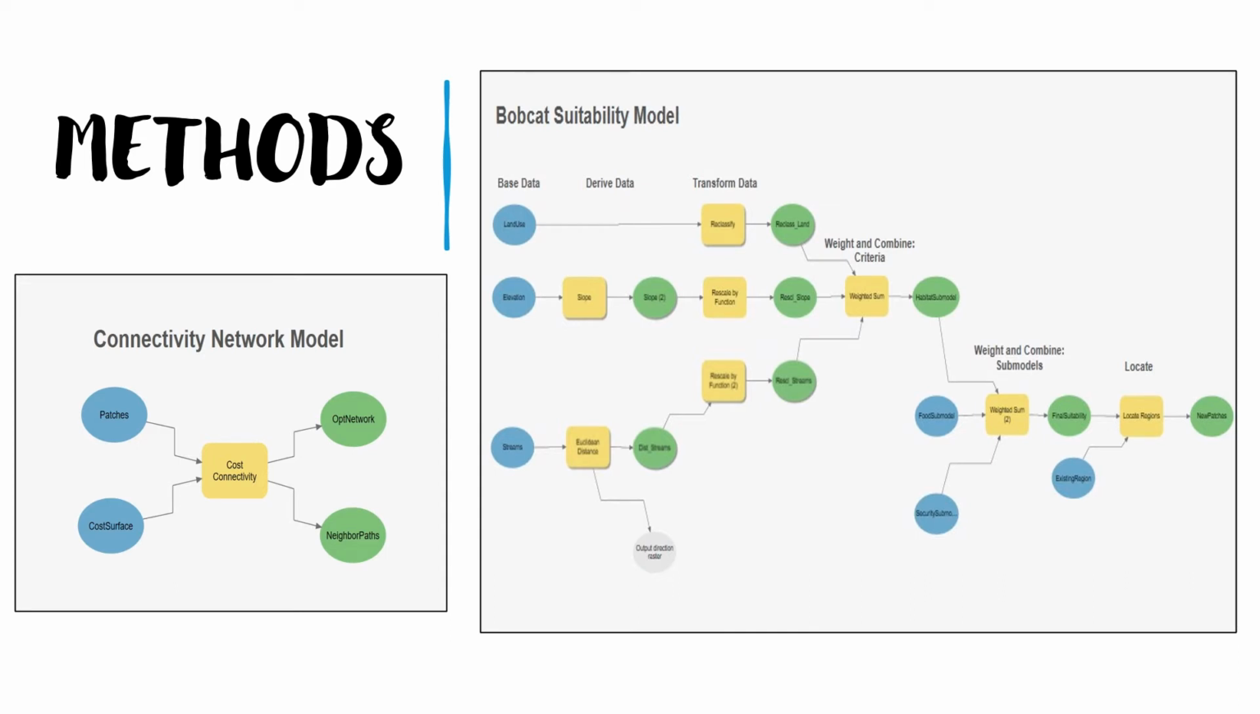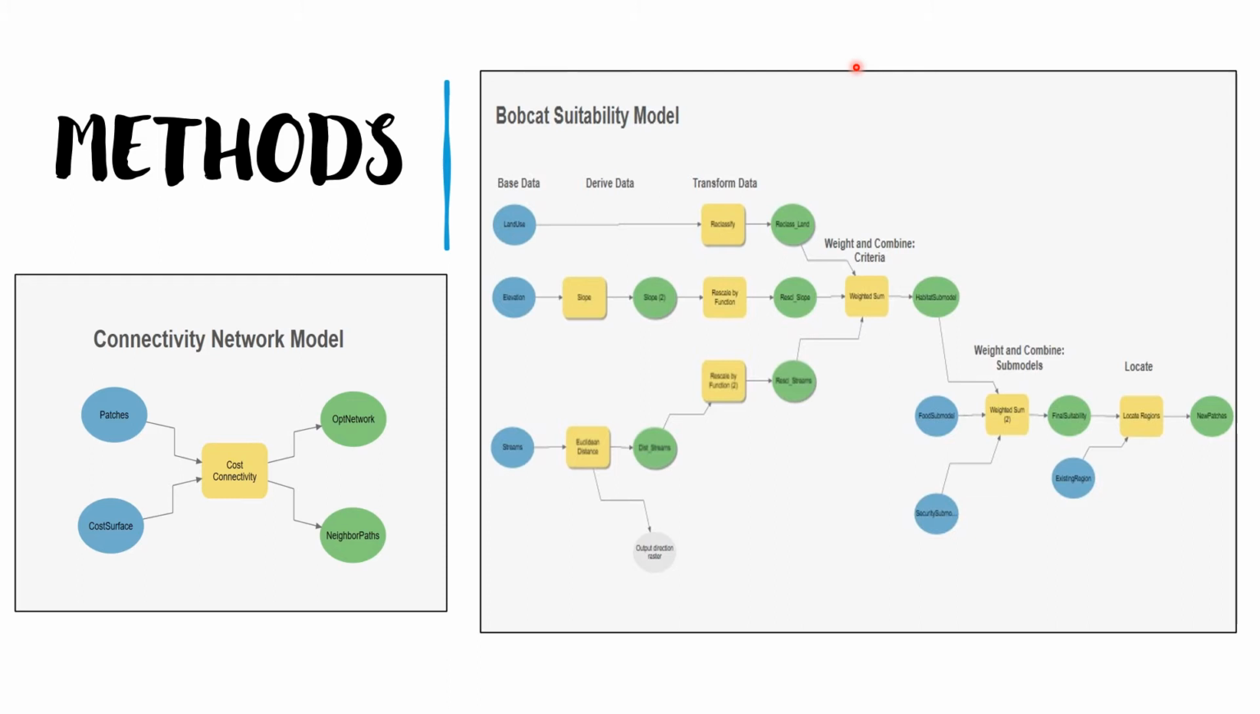I followed 6 steps to develop the bobcat suitability model. The first step was the identification of the preferred criteria for the bobcat, then transformation of the value within each criteria to a common scale, weight and combination of the criteria and submodels, localization of the best habitat patches, connection of the habitat patches with wildlife corridors, and in the end, the validation of the results.